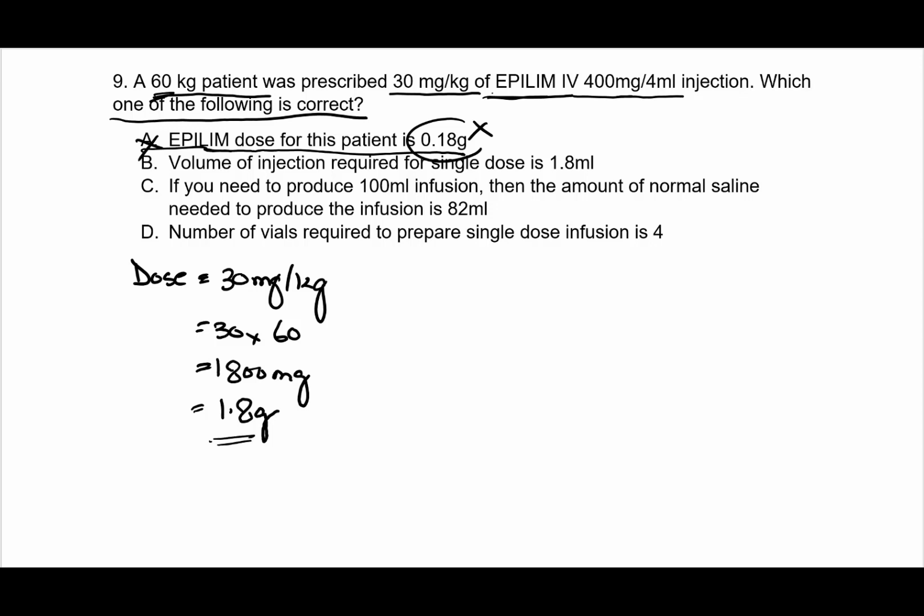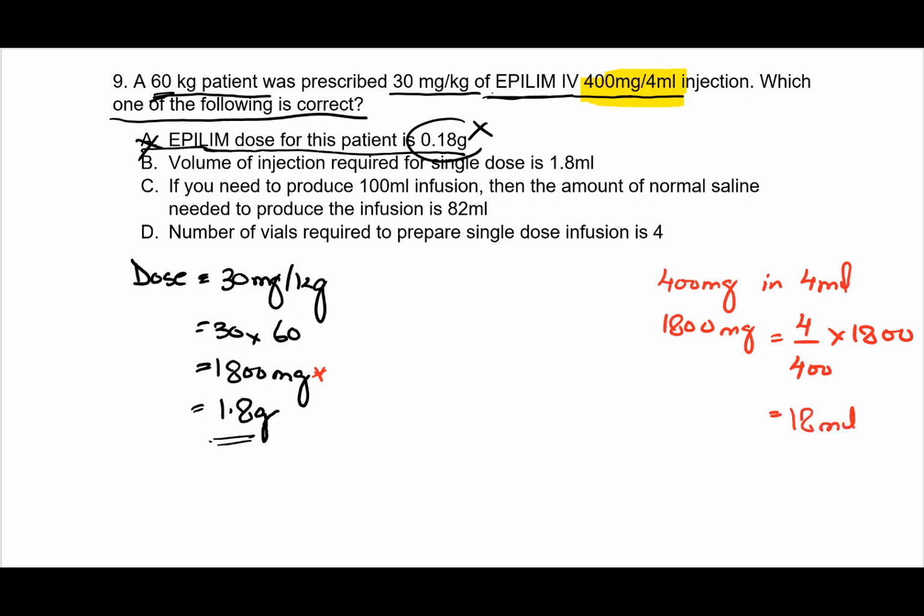Now I have to find out how many mils of the injection will contain this dose. I will simply make use of the concentration, or the strength, of the injection. The strength is 400 milligrams present in 4 mils, then 1800 milligrams will be present in how many mils? That would be 4 divided by 400 times 1800, so that would be 18 mils.